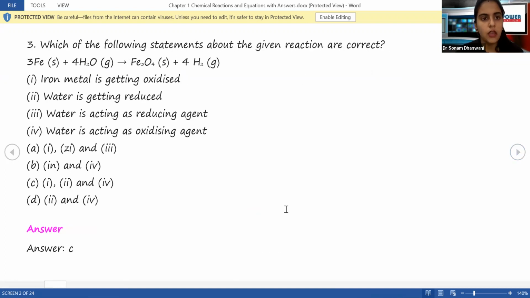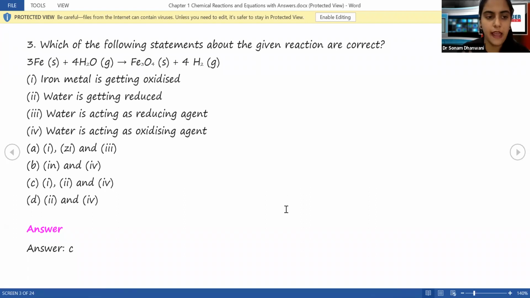Yes, next one. Which of the following statements given in the reaction are correct? Now here we have Fe, that is iron, which is combining with water to form FeO, and hydrogen gas is liberated. Now what exactly is happening over here? First one is iron metal is getting oxidized. Correct. Iron metal is getting oxidized, the oxidation of iron is taking place in the reaction.